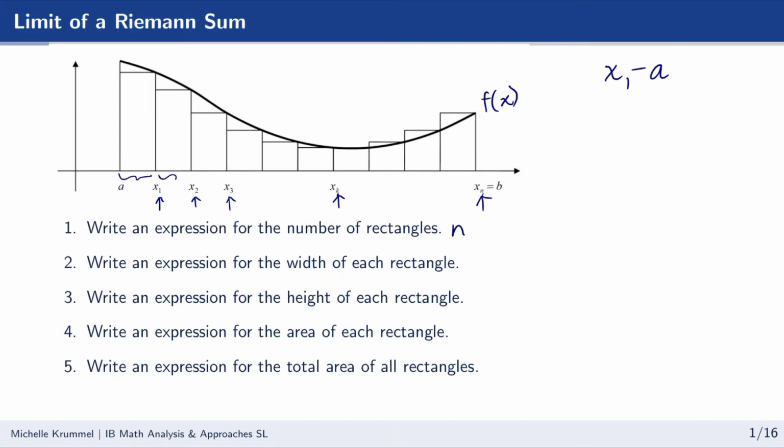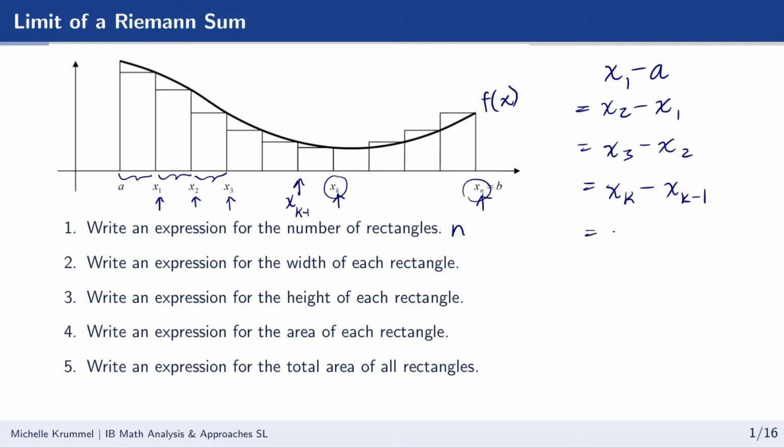But that's the same width as the next rectangle, which is x sub 2 minus x sub 1. And that's the same width as the next subinterval, x sub 3 minus x sub 2, and so on. I could say that the width of each interval is x sub k minus the one that comes right before that, x sub k minus 1. It would have the subscript 1 less than it. Or at the end, I could say x sub n minus x sub n minus 1. So lots of different ways we can express the width of each rectangle.